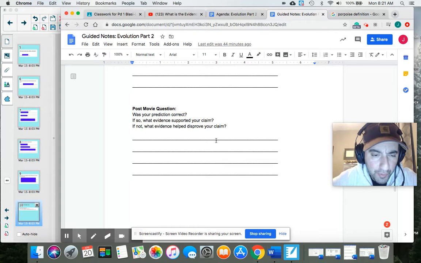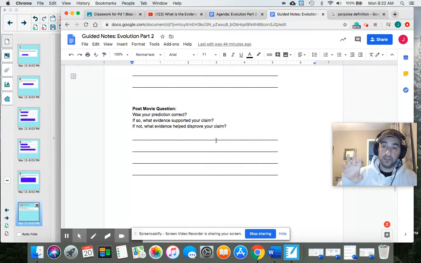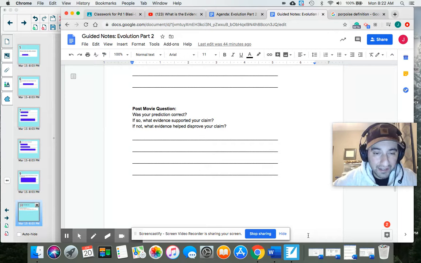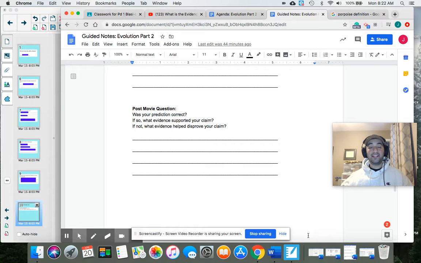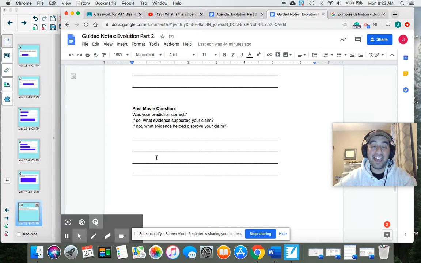If your prediction was correct, what evidence supported your claim? There are certain pieces of evidence that support Darwin's theory of evolution. If your prediction was not correct, what evidence helps you disprove or change your claim? You're going to answer that response in your guided notes.